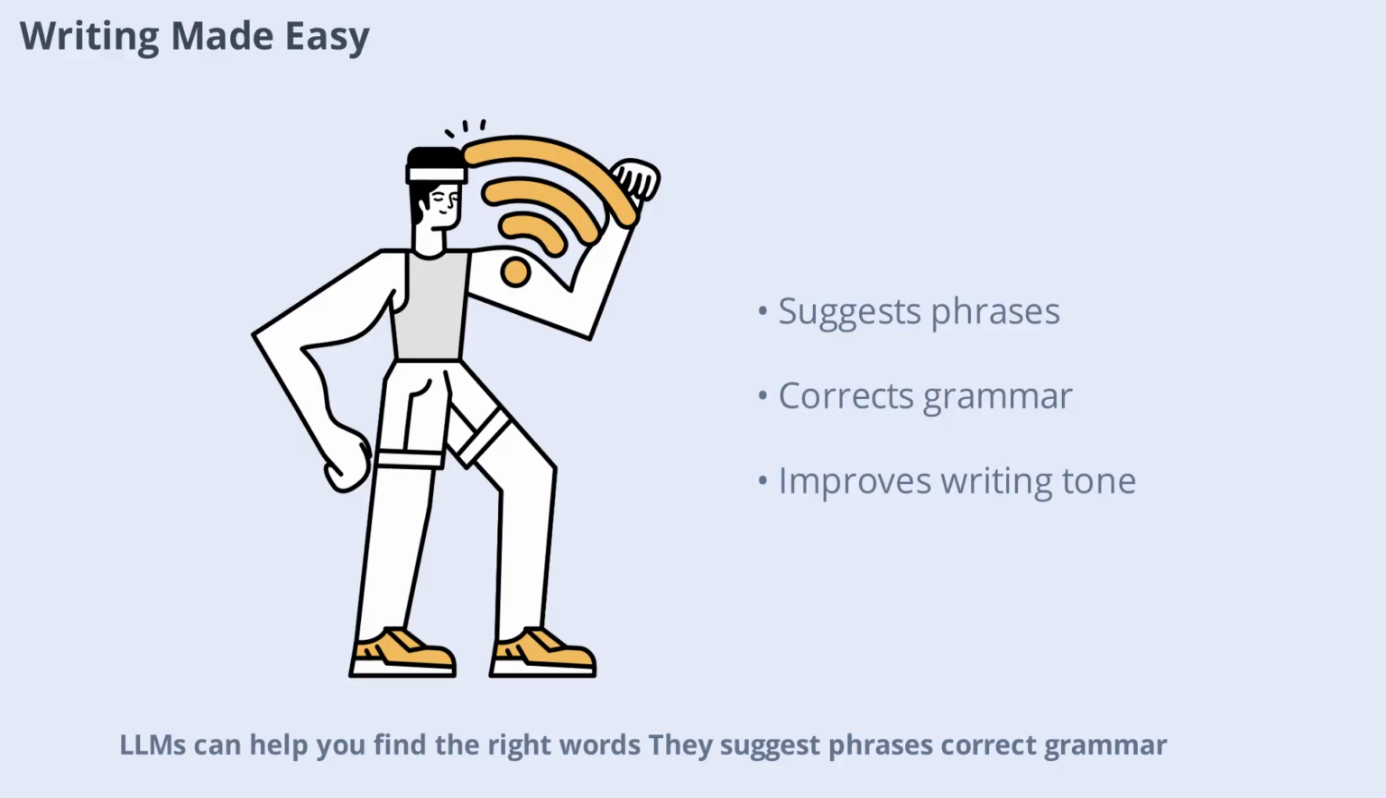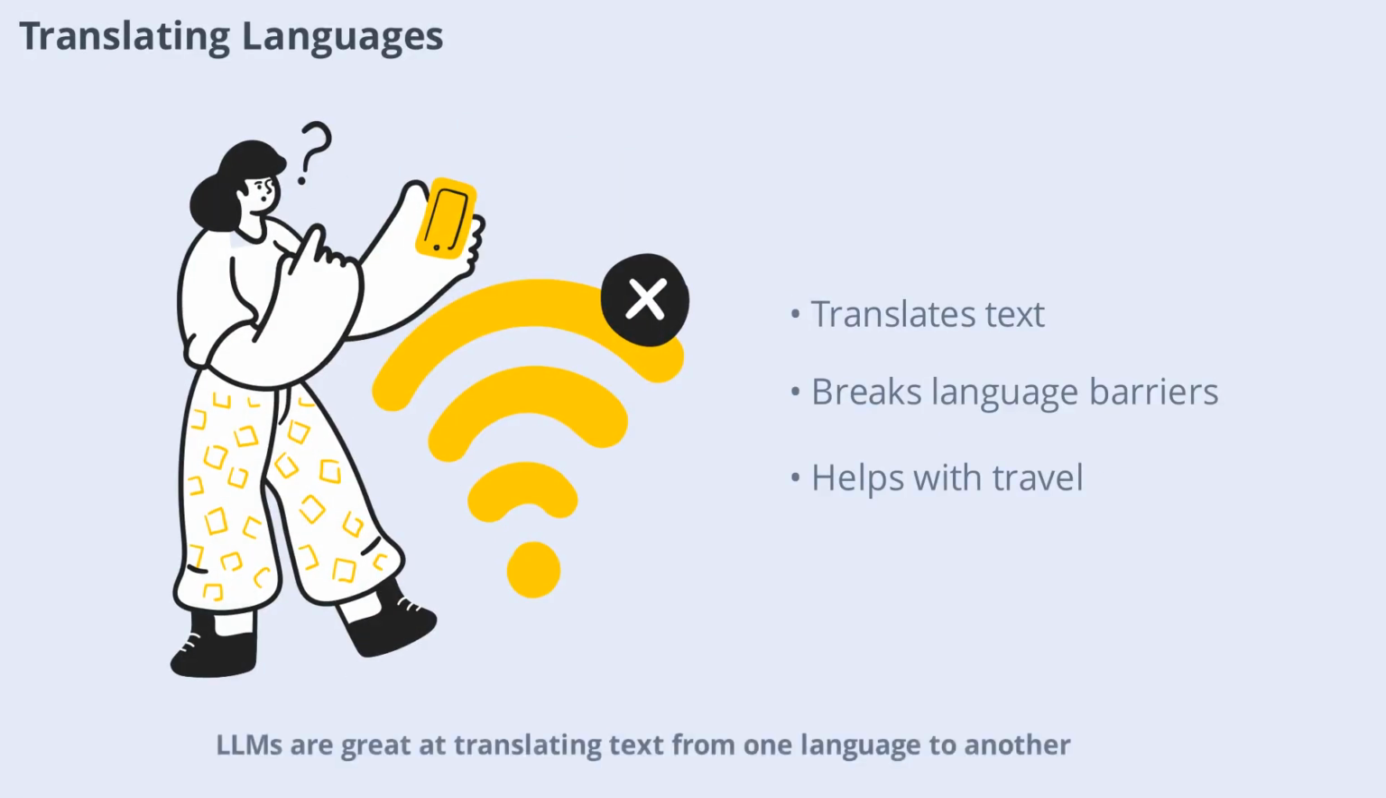They suggest phrases, correct grammar, and even help with tone. This makes writing faster, easier, and more enjoyable for everyone. LLMs are great at translating text from one language to another. Whether you're traveling, learning a new language, or just curious, these models can help you understand and communicate across language barriers. It's like having a translator in your pocket.